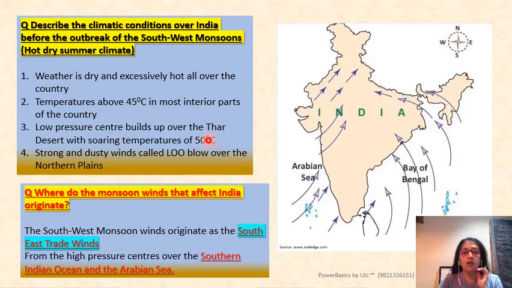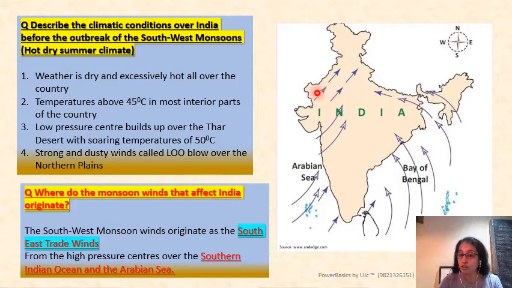Let's go back to this. Before the southwest monsoon breaks over India, what is the climate in India? Summer. Hot, dry summer climate. Weather is dry and excessively hot all over the country. Temperatures are above 45 degrees centigrade in most interior parts of the country. Because of high temperature, low pressure centers build up over the Thar Desert. The Thar Desert is here with soaring temperatures of 50 degrees centigrade.